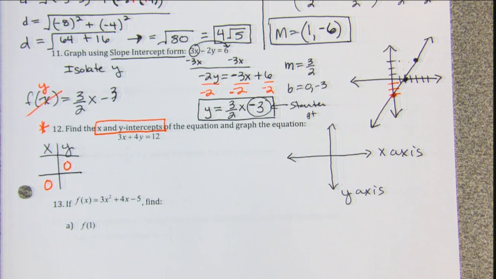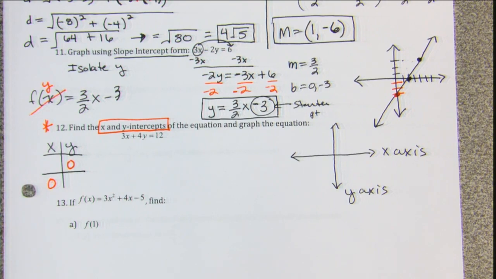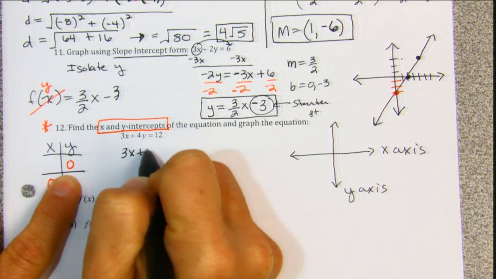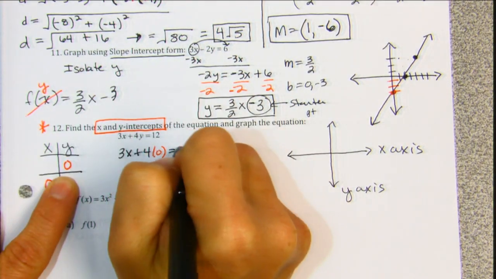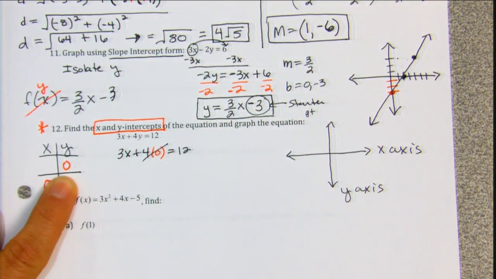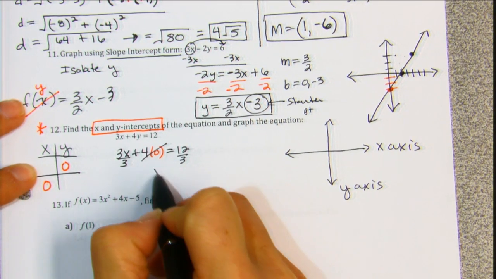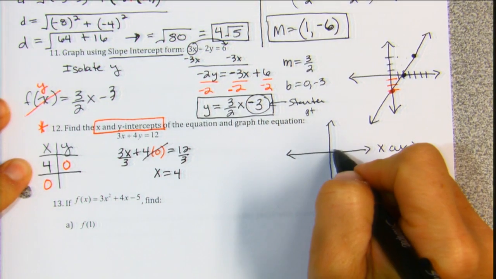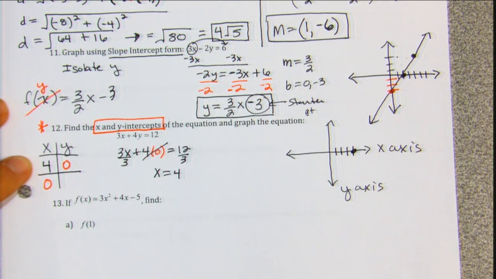Which I probably could, but go ahead and make sure you identify the ordered pairs too somehow. And if you have it in a T-chart, it's already done for you. Okay? So we're going to plug 0 in for y. So 3x plus 4 times 0 equals 12. Anything times 0 is 0. So to solve for x, we divide by 3. So x equals 4. So when you go plot this point, that's 1, 2, 3, 4 on the x-axis. That is your x-intercept.